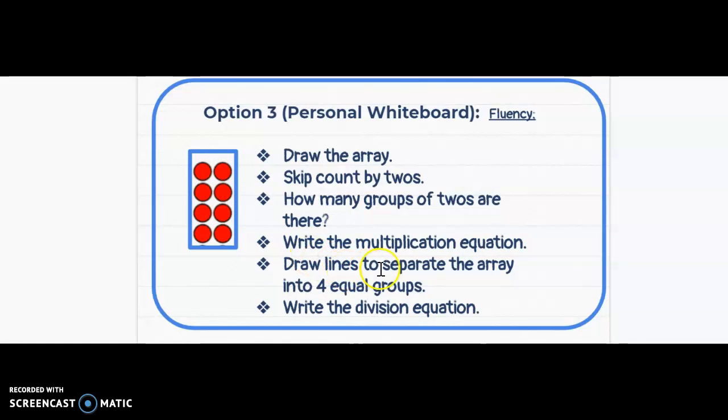Now, I need for you to draw lines to separate the array into 4 equal groups. Right, you should have had a line here, and a line here. And that would have given you 4 equal groups. Now that you have basically separated this into 4 equal groups, can you write a division equation for this? When you have your division equation, go ahead and show your boards in the camera. Right. 8 divided by 4 equals 2.